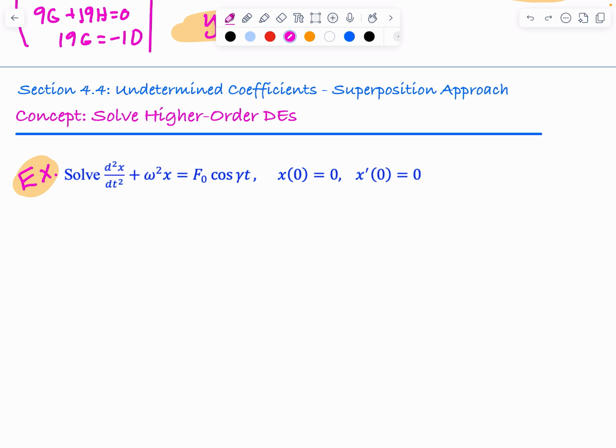We're going to say the constant. So y sub c, that's our complementary solution, is going to be x double prime plus omega squared times x equals f naught cosine of gamma t.